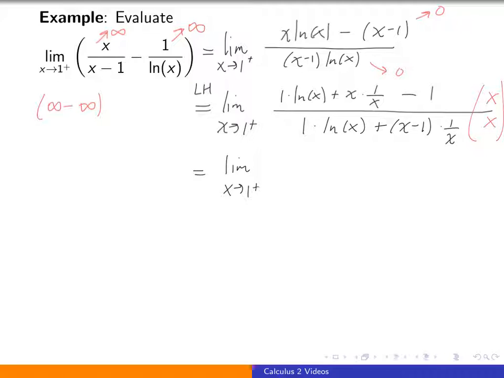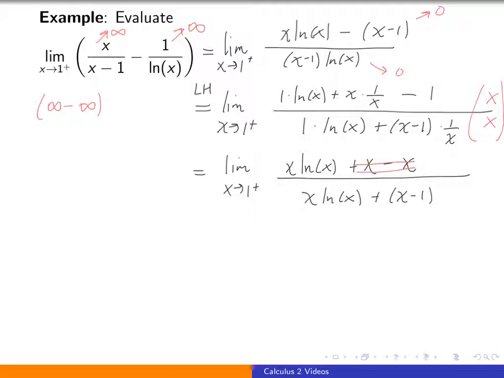So we'll have the limit as x approaches 1 from the right, and in the bottom we'll have x ln of x plus x minus 1. And in the top, note that x times 1 over x is really 1. So we'll have x ln of x plus x minus x. So the plus x minus x terms actually cancel off. Now as x approaches 1 from the right, well, x ln of x is going to 0, as is x minus 1. So the top and the bottom are going to 0.